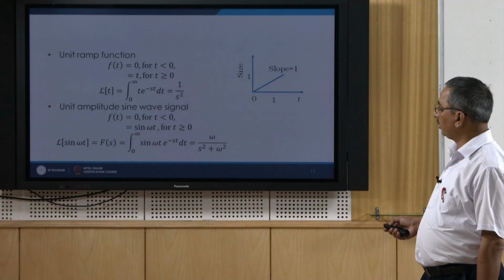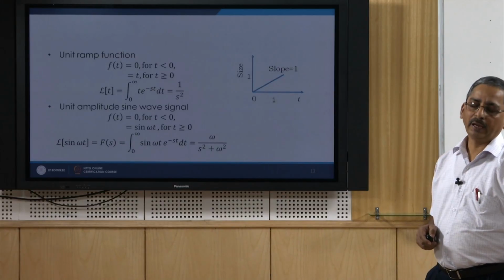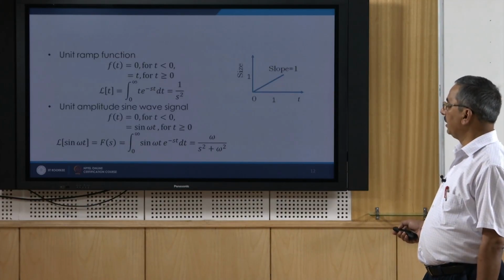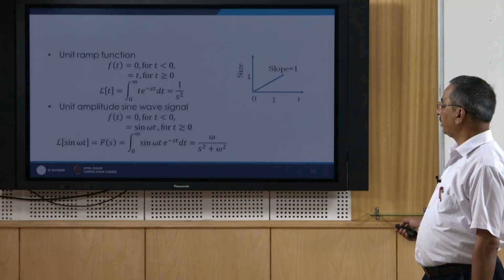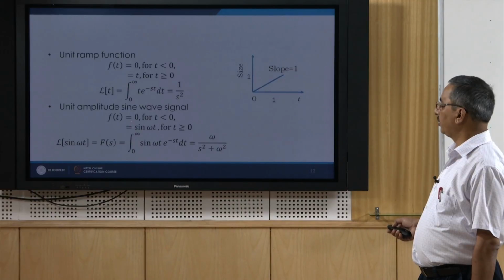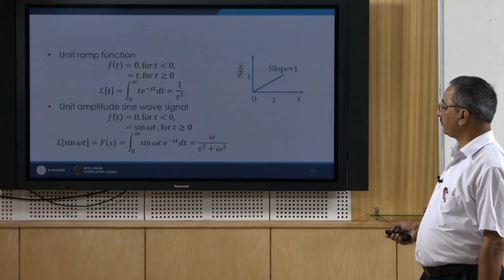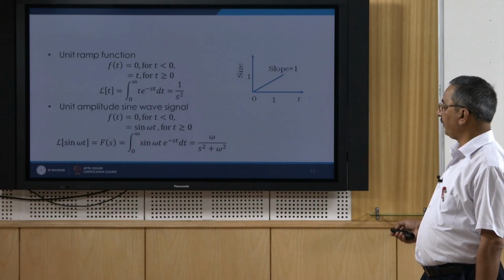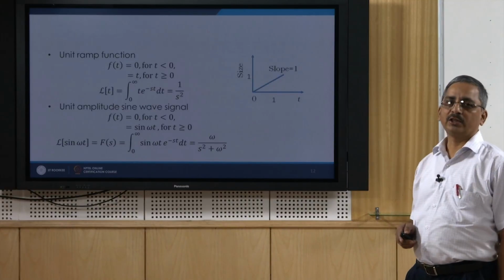Similarly, we can find the Laplace transform of a unit amplitude sine wave signal. That is, f(t) is equal to 0 for t less than 0, and for t greater than or equal to 0, f(t) is given by sine omega t. Remember, here I am taking the amplitude A as 1. If I do this, the Laplace transform of sine omega t, given as F(s), we can again put in the definition of the Laplace transform, and if we evaluate, we are going to get omega by s square plus omega square.